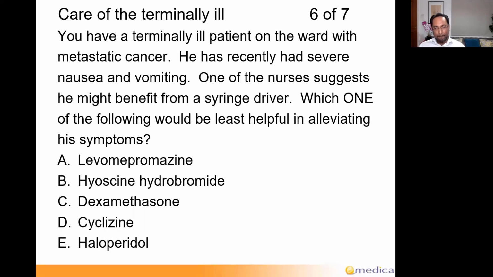I'll stop there. So a really big spread here. Actually, all 5 options have been picked by lots of people. The 2 most popular are C, dexamethasone, and E, haloperidol, both about equally even. Okay. So key things are that we're looking at which of these would be least helpful.